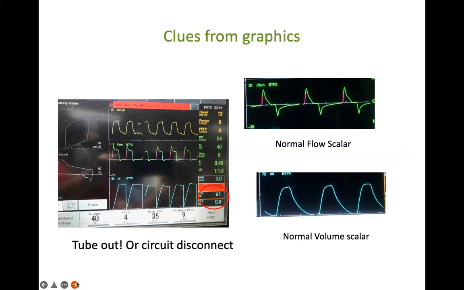Maybe something has happened in the circuit. Sometimes it happens, the patient moves, or the sister comes, or the technician comes for an X-ray. They have touched something and something has fallen off. So if there is some disconnection in the circuit also, you could have these kinds of leaks. So this kind of leak means nothing is going inside the patient. So you rule out a tube out displacement and circuit disconnect.